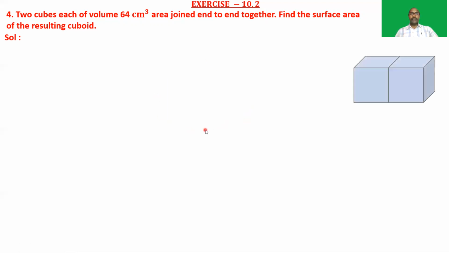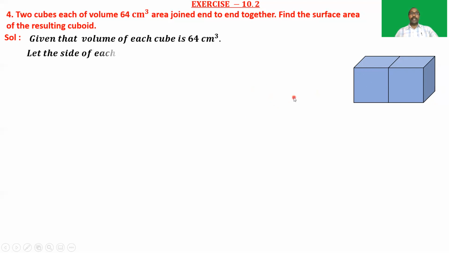Okay. So to find the surface area of this cuboid, we have to know the values of the measurements. That is, the length of the cuboid, breadth of the cuboid, and height of the cuboid. But these values are not given in the problem. So to find these measurements, first take the side of each cube as A.